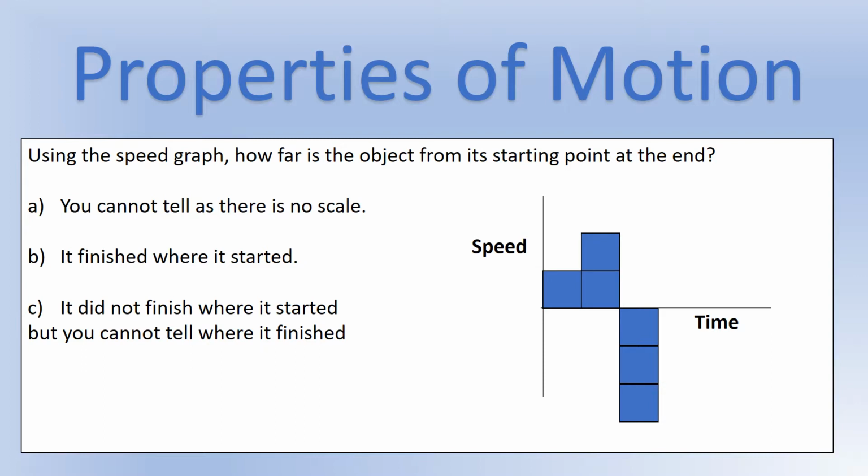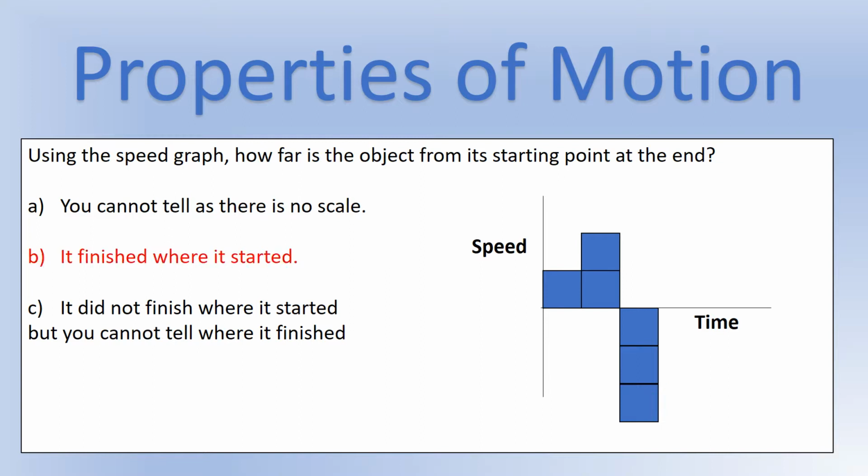Okay, next one, a different scenario. Using this speed graph, how far is the object from its starting point at the end, after its speed becomes 0 again, essentially? We've got 3 options here. I'll give you a chance to pause and have a think, and then we'll take a look at what the correct answer is.